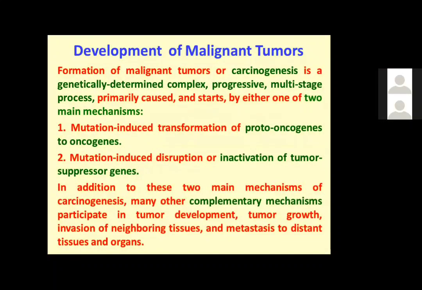Proto-oncogenes are very important, and they are the mainstay of carcinogenesis, but they are not the only mainstay of carcinogenesis. Malignant transformations can start and develop by one of two main mechanisms: either mutation-induced transformation of proto-oncogenes to oncogenes, or mutation-induced disruption or inactivation of what we call tumor suppressor genes, and all later on. In addition to these two main mechanisms of malignant transformation, we have other complementary mechanisms which are needed for completion of the malignant transformation of cancer.